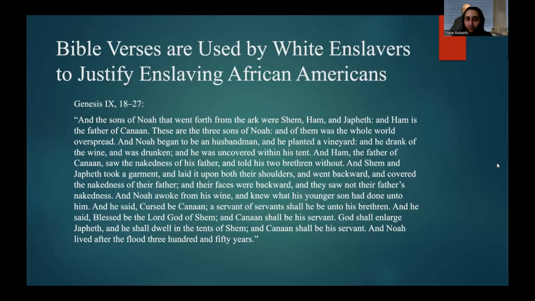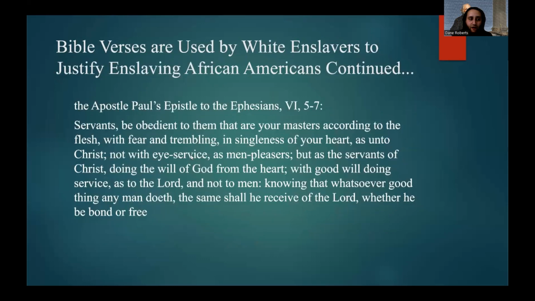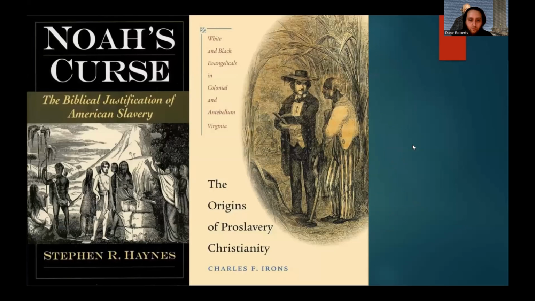And Bible verses would be used by white enslavers to justify enslaving African Americans, as seen in the use of Genesis 9, verses 18 through 27, as well as being seen in the use of the Apostle Paul's epistle to Ephesians 6, verses 5 through 7. And this is a subject that is discussed at length by historians in books such as Stephen R. Haynes' Noah's Curse, The Biblical Justification of American Slavery, and Charles F. Irons' The Origins of Pro-Slavery Christianity.